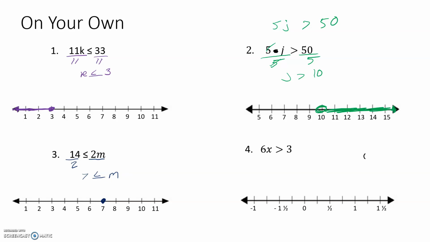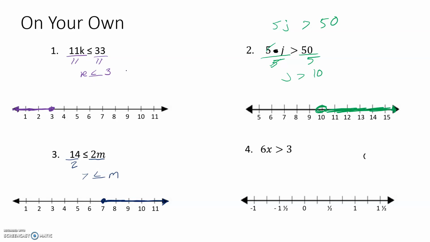All right. So if m is greater than or equal to 7, it's got to be greater than 7. I'm looking at the open end. I'm going to shade to the right. It's whatever end is facing. If you look at the first one, k is less than or equal to 3, so I'm going to shade to the left.